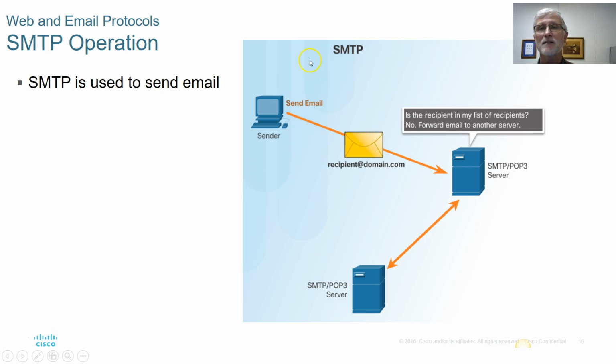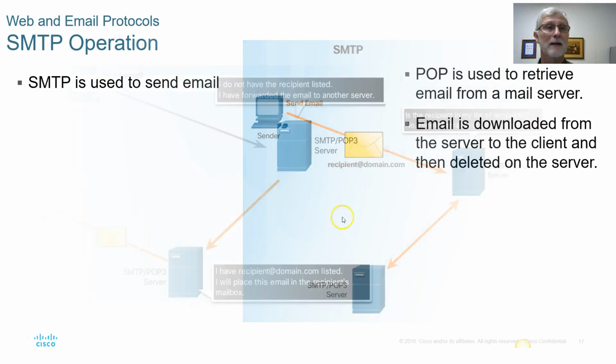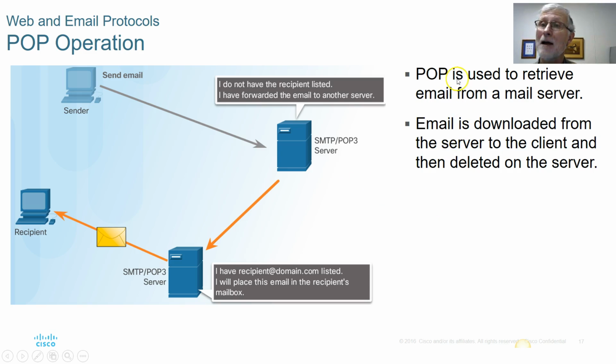So here's the operation. SMTP, as far as sending email, goes to the server and says, hey, I'm sending it to a particular forward. Now POP I'm going to use to retrieve email from a mail server, but here the email is downloaded from the server and then deleted on the server. Some email services do not keep the email on the server, and that's POP. I think POP3 is probably the latest and greatest, well, in this case POP3 was current at the time this was created.